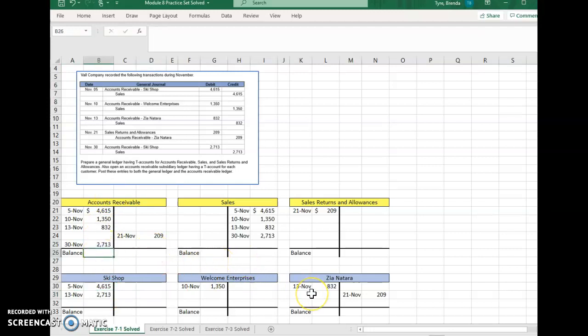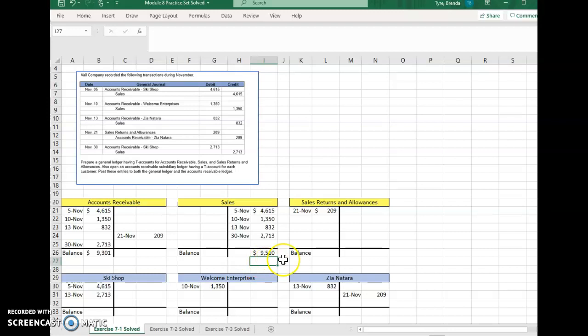Let's go ahead and get our balance. So the balance in accounts receivable will be equal the sum of the debits minus the sum of the credits. So we have a balance for accounts receivable of $93.01. We have no debits in sales, so we can just sum that one. That will be a credit balance.